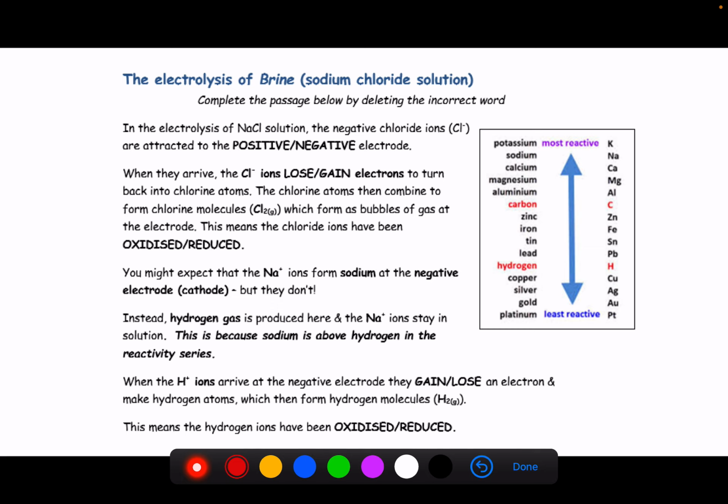So, in the electrolysis of sodium chloride solutions, the negative chloride ions are attracted to the positive electrode. When they arrive there, they lose electrons. That means the chloride ions have been oxidized. The hydrogen ions are attracted to the negative electrode where they gain an electron to form hydrogen atoms, which then form molecules of hydrogen gas. That means our hydrogen ions have been reduced because they've gained electrons.